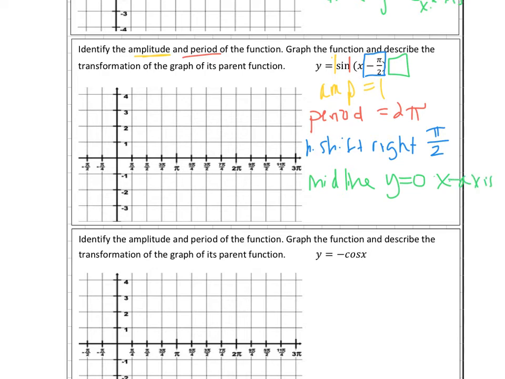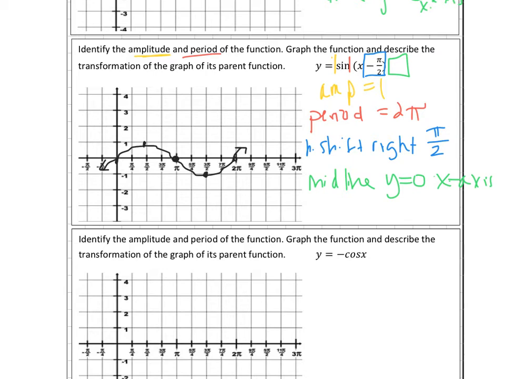Okay, so we start with our parent. This time it's a sine, so we start at 0, 0. Then we go up to 1, back to 0, down to -1, and then back to 0. So this is our sine parent, just like on the first page of our notes.